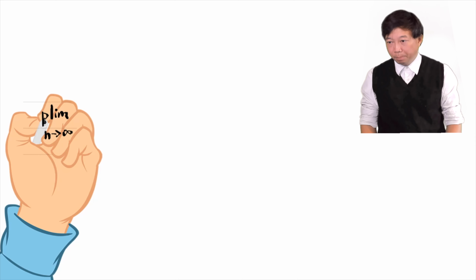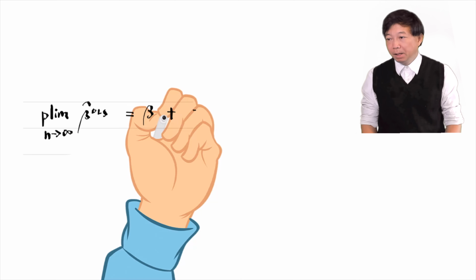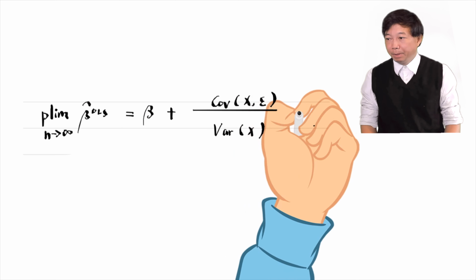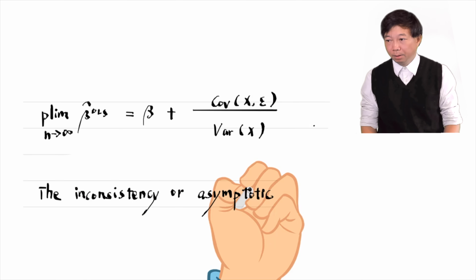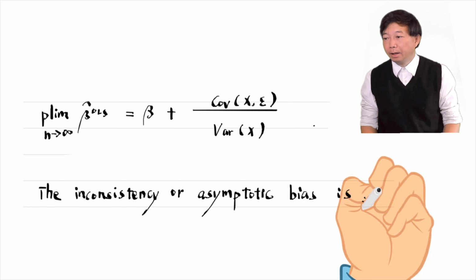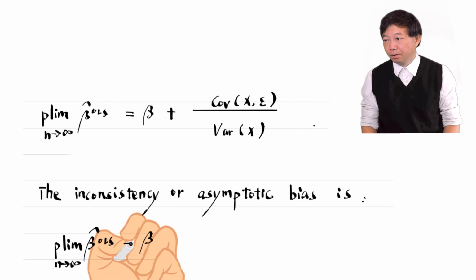From the previous topic, we know that the probability limit of the OLS estimator beta hat equals the population parameter beta plus the ratio of the covariance between x and epsilon to the variance of x, where x is the explanatory variable and epsilon is the error term. This ratio is called the inconsistency in beta hat, or the asymptotic bias of the beta hat.